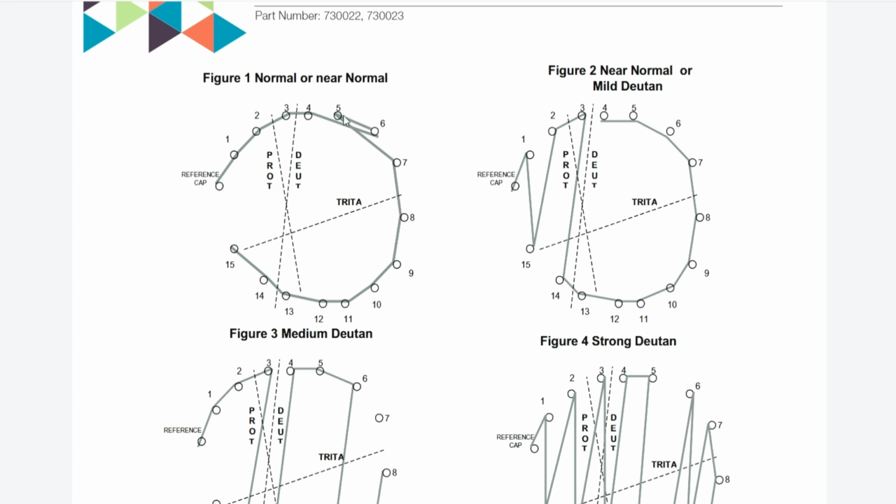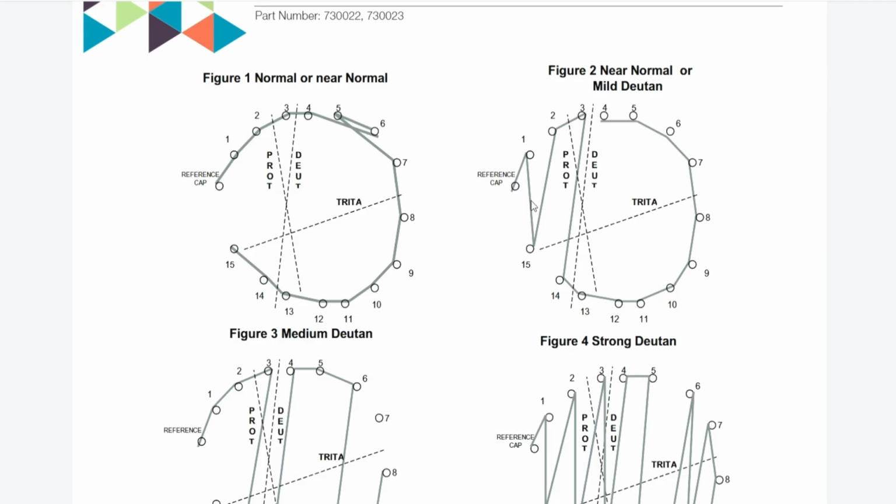Because if you remember, you can have not more than 2 errors on the Farnsworth D15 test. So this is one error, and it's not crossing these lines, which are the Protan, Deuteran, and Tritan. If you cross any of these lines, then you have color deficiency, and the number of crossings will tell you if it's mild, moderate, or severe, or some will say mild, medium, or severe.